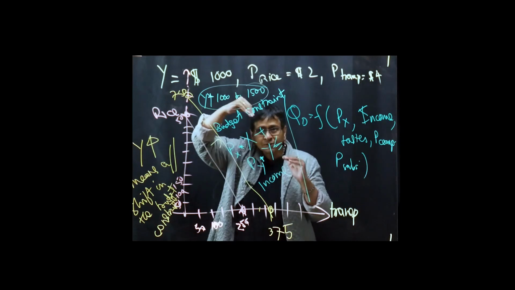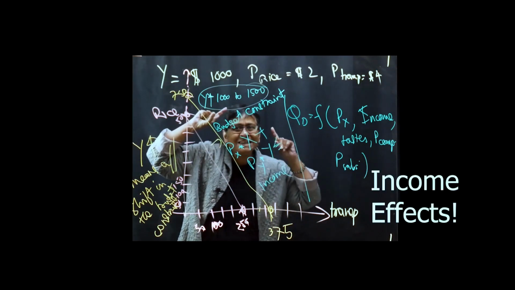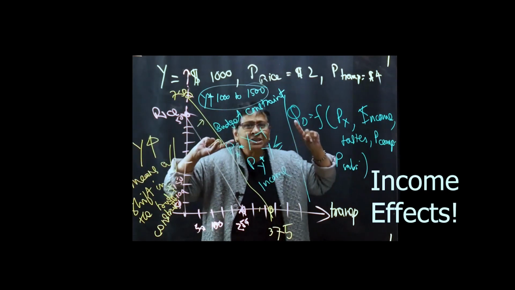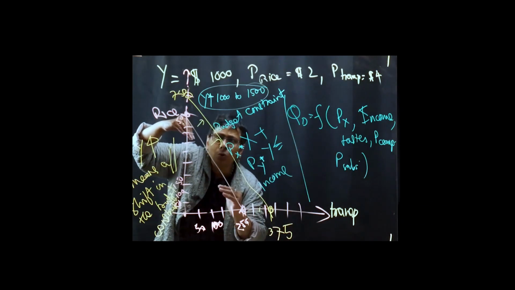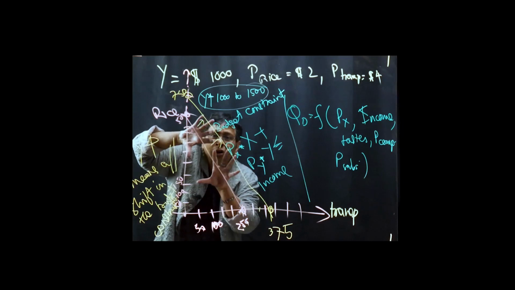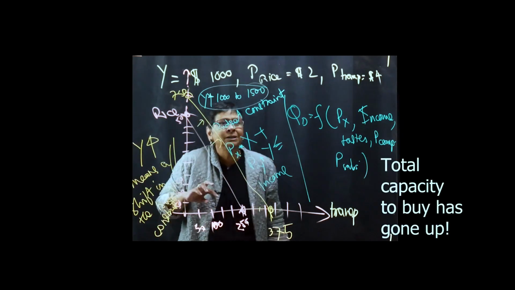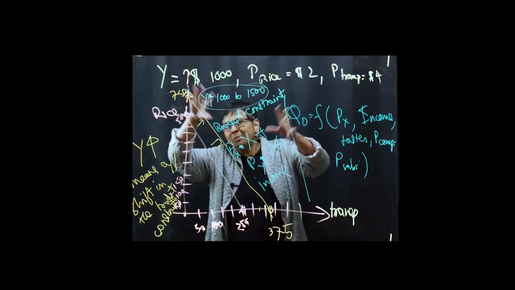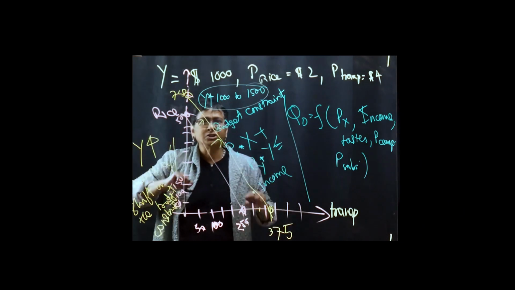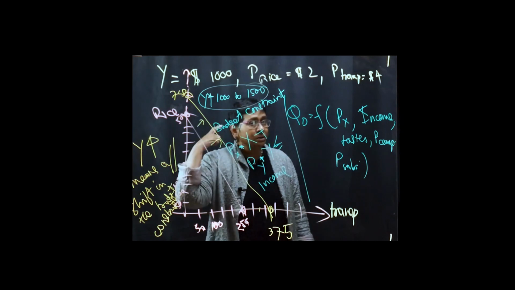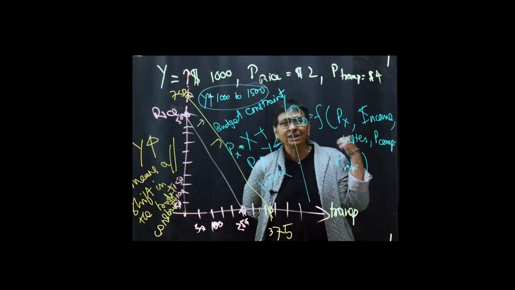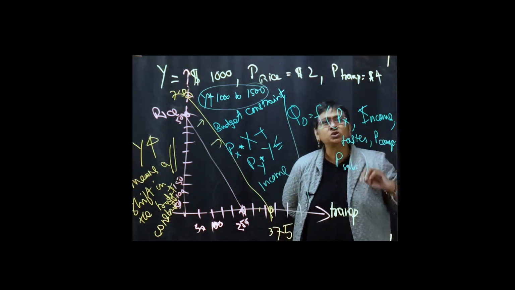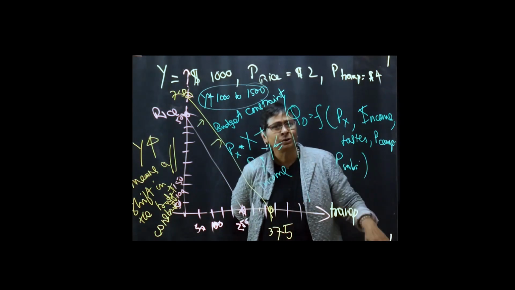So the first thing to remember is income effects. Income effects will show up because your total capacity to buy things has gone up, right? You can just buy more of everything. Parallel shift outward. So one thing we know is that if income goes up and nothing else changes, your budget constraint will shift out because you can buy more things.